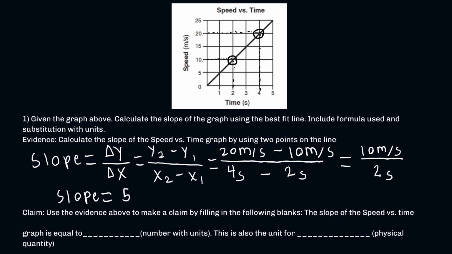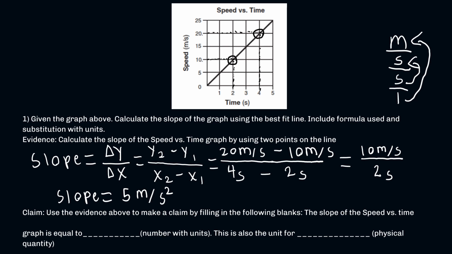And then my units, I'm just going to put this on the top here. I have meters over seconds, and then seconds over 1. If we do this, we multiply the outsides and then multiply the insides. So I should have then meters on top divided by seconds times seconds. So that's going to be seconds squared. So my slope here is going to be 5 meters per second squared.